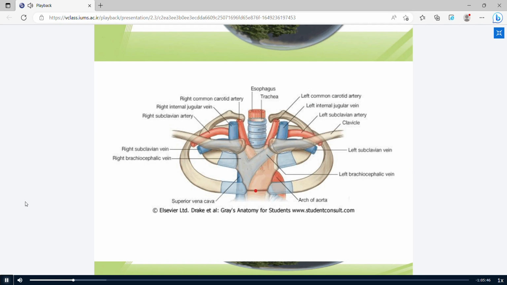Actually, the aortic arch has three branches: brachiocephalic artery, left common carotid artery, and left subclavian artery. At the sternoclavicular joint, the right brachiocephalic artery is divided into the right common carotid artery and right subclavian artery. So the origin of the artery is different on the left and right side.